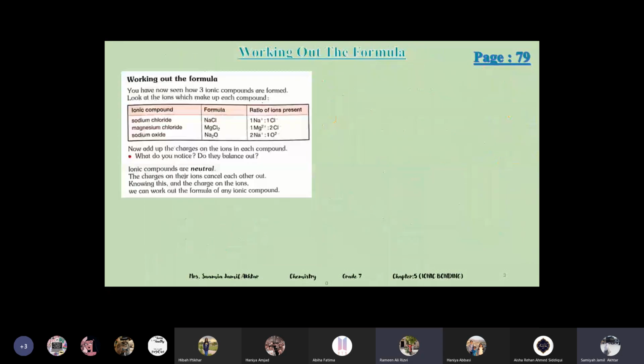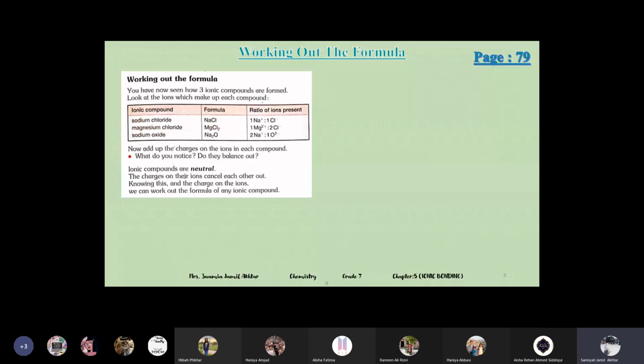On page 79, working out the formula. Now this topic is that if you have an ionic compound, how you can make its formula. Like you have now seen how 3 ionic compounds are formed. Look at the ions which make up each compound.